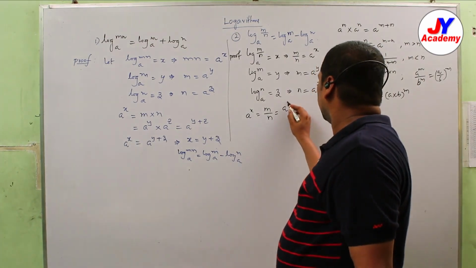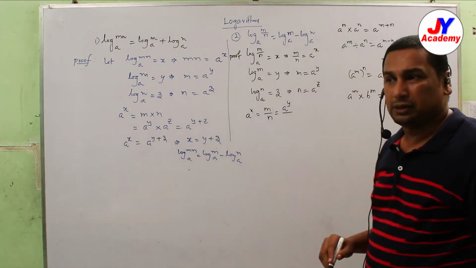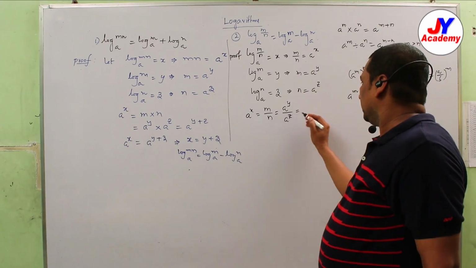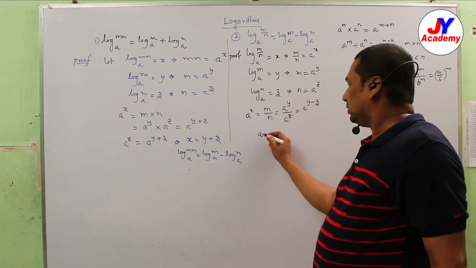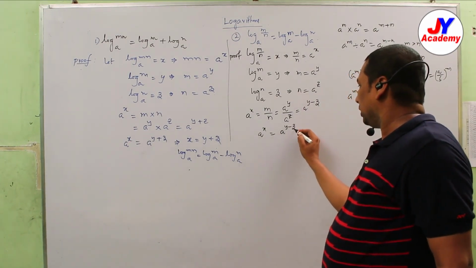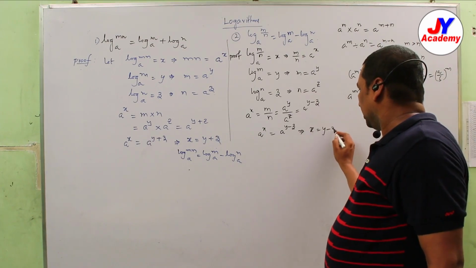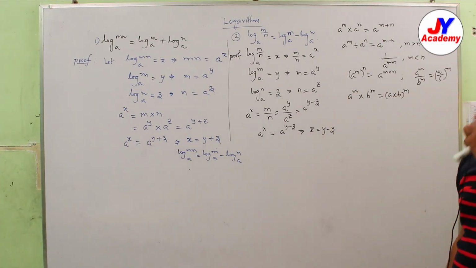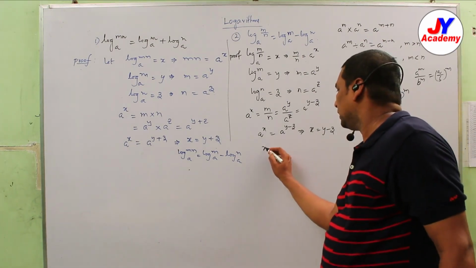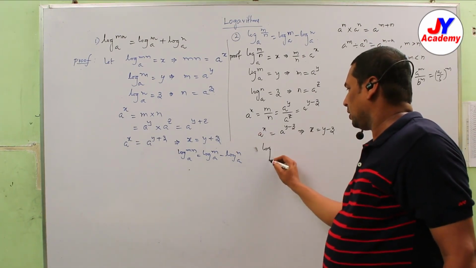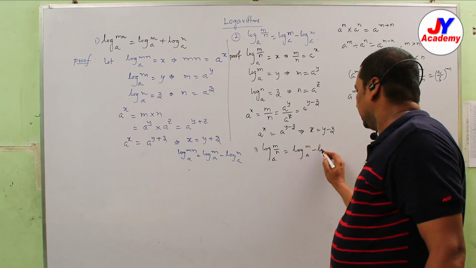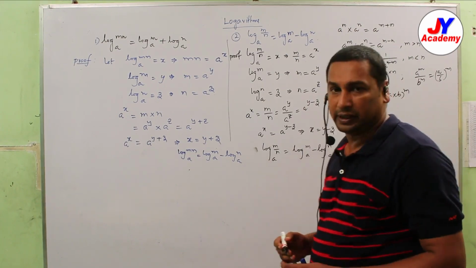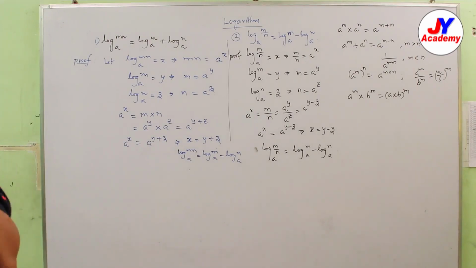In the place of m we can consider a to the power of y, and in the place of n we can consider a to the power of z. That is, by the law of exponents, it is a to the power of y minus z. So a to the power of x is equal to a to the power of y minus z, then x is equal to y minus z. So what is x? Log m by n base a is equal to log m base a minus log n base a. That is the second law whose derivation is given.